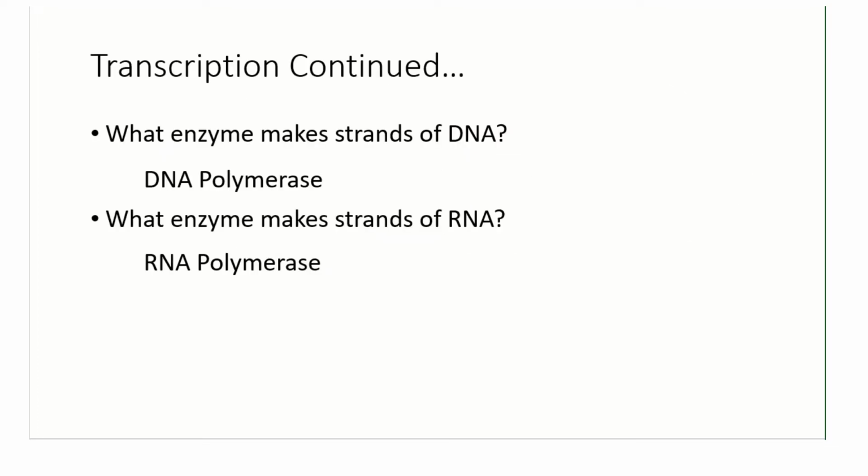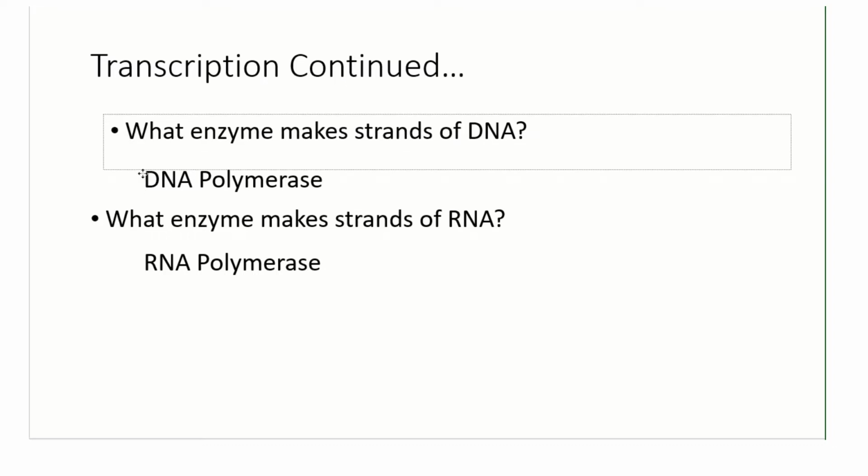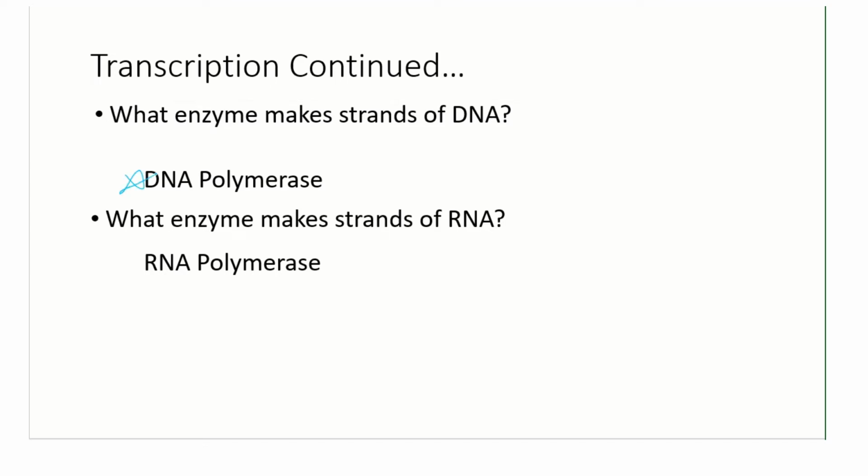And just a little bit more information for you. The enzyme that makes the strands of DNA is DNA polymerase, and the enzyme that makes the strand of RNA is RNA polymerase. So when we did DNA replication, we talked about DNA polymerase making strands of DNA, and now RNA polymerase will be making those RNA strands.